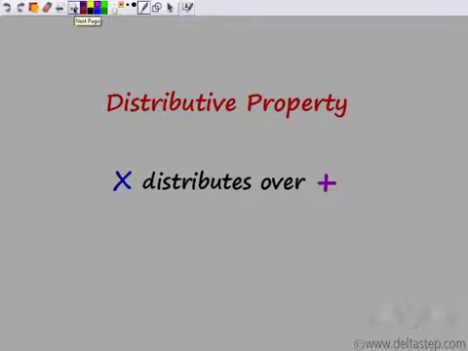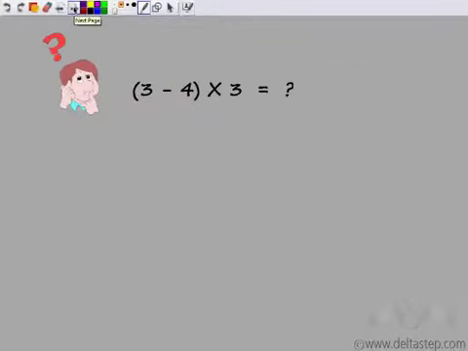So now can you solve this question? We know that multiplication distributes over addition. We have subtraction here. So first I need to convert this subtraction to addition. I know subtracting a positive is the same as adding a negative. So this can be written as 3 plus negative 4. Subtracting a positive is the same as adding a negative number. This can be written as this.